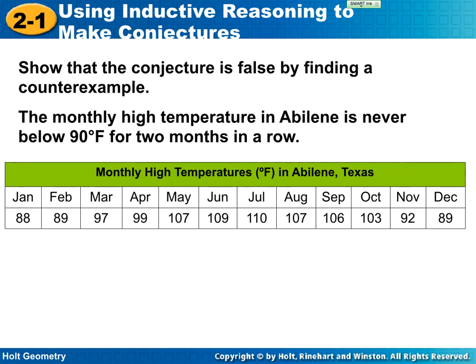Okay, here's a table of information. My conjecture: the monthly high temperature in Abilene is never below 90 degrees Fahrenheit for two months in a row. Can we use that data to prove that statement is false? Can we come up with a counterexample? Rylan?